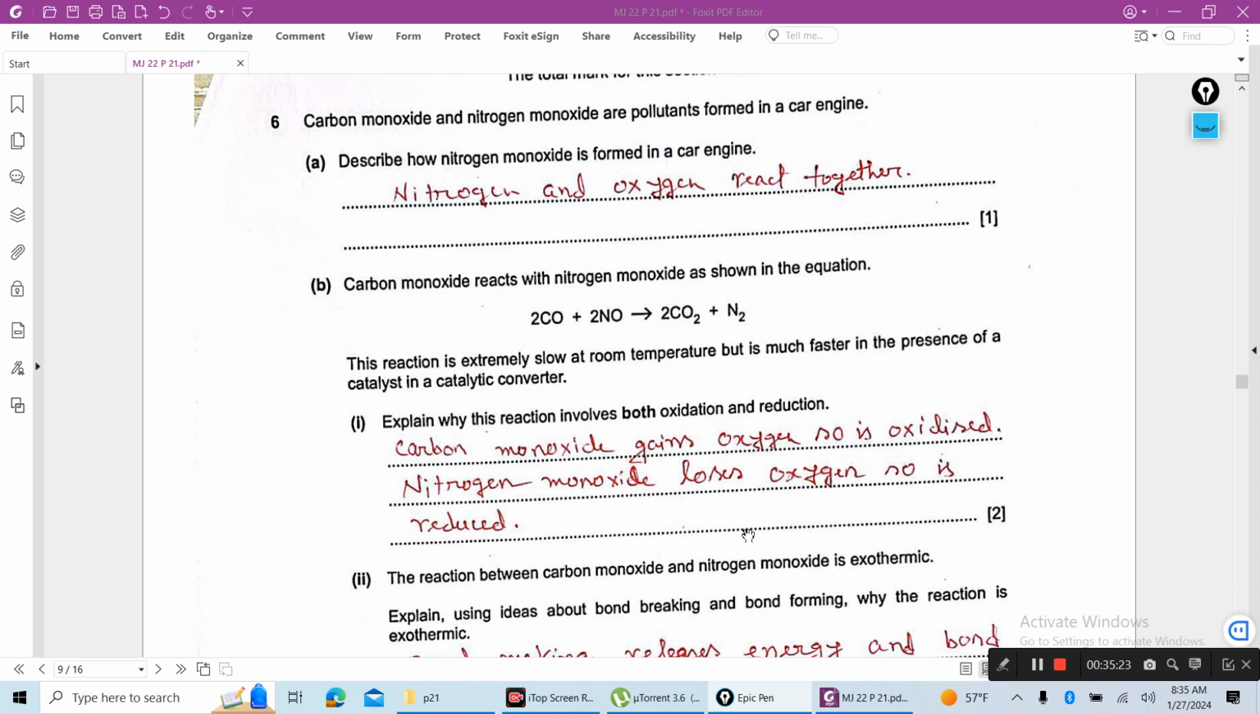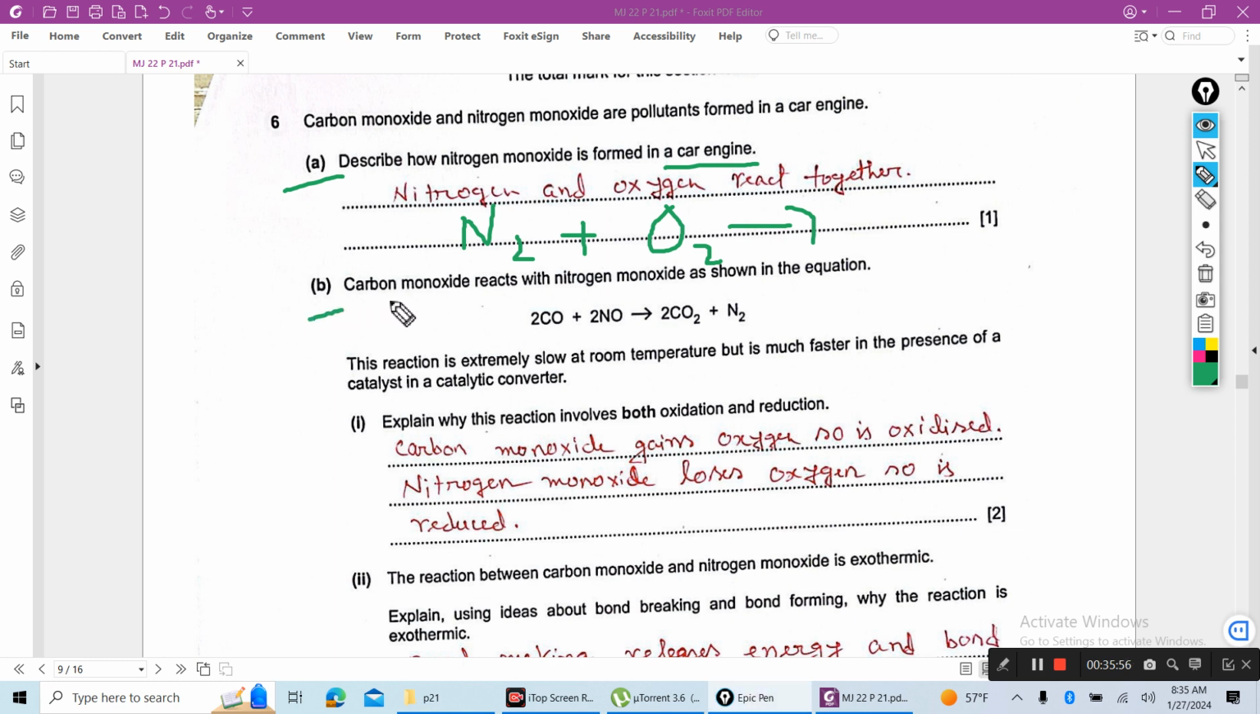Question number 6. A. Describe how nitrogen monoxide is formed in a car engine. Nitrogen and oxygen react together to form nitrogen monoxide.